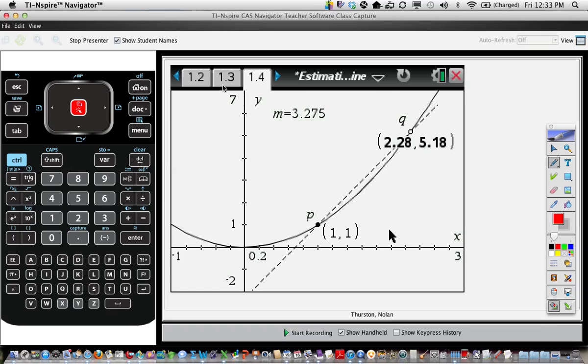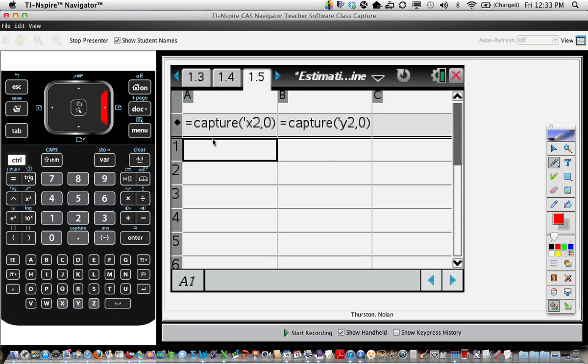So go to the next page real quick. And on the next page we have a spreadsheet. And what we're going to do, see it says capture here? Back on that other screen, we're going to capture the points as we drag. And then in this third column, we're going to set up a formula to do the slope for us, so it'll be much quicker. Let the spreadsheet do the calculation. So go back a page.